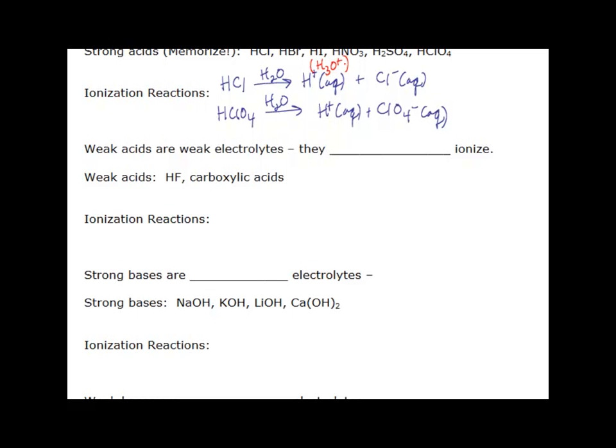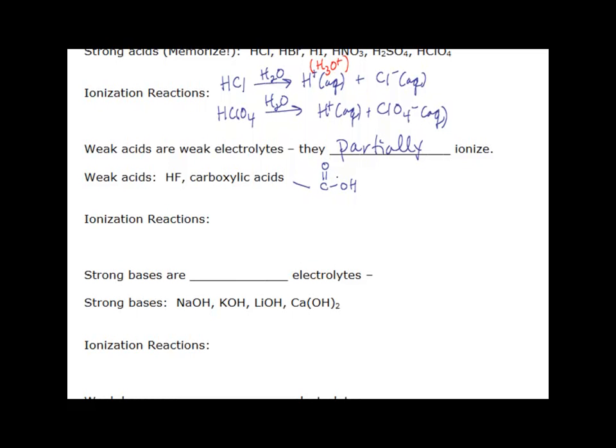Now, weak acids, on the other hand, are weak electrolytes. They partially ionize. So, weak acids that you should know, HF and carboxylic acids. Remember that carboxylic acids look like this. And carboxylic acids can be written a variety of ways. We learned about carboxylic acids in Unit 4. We saw them written out completely like this.